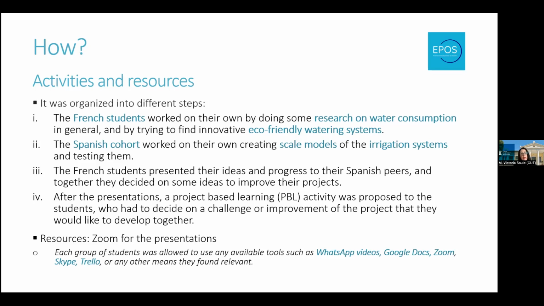This initiative was organized in 2 different steps. In the first one, the French students work on their own by doing some research on water consumption in general, and by trying to find innovative, eco-friendly watering systems. Then the Spanish cohort work on their own, creating scale models of the irrigation systems and testing them.